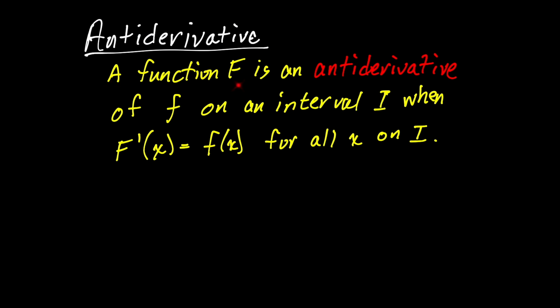Let's talk about antiderivatives. A function, capital F, that's a big F, is an antiderivative of f, little f, on an interval I, whatever interval that may be, when F prime of x is equal to f of x for all x on that I. So what does that mean? Let's look further.